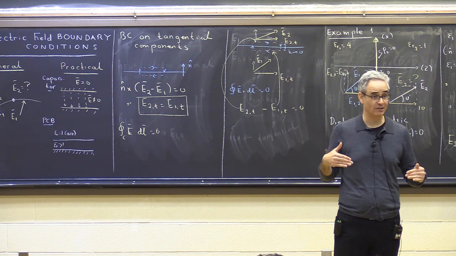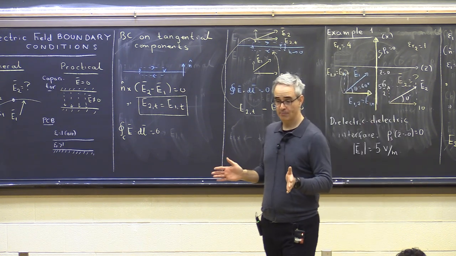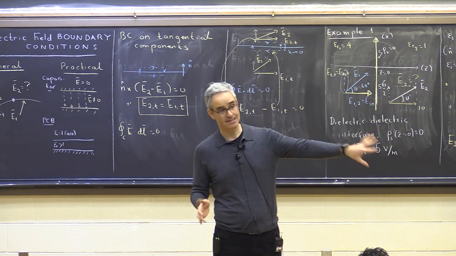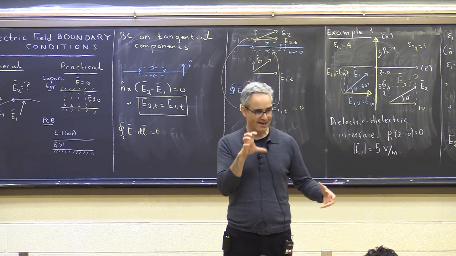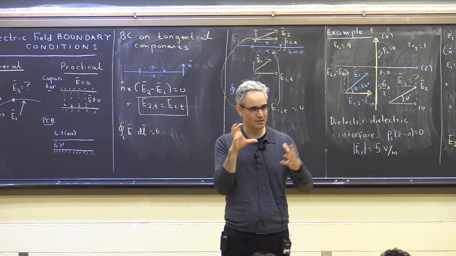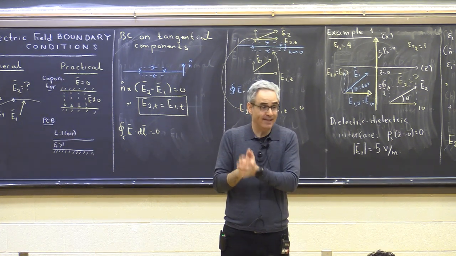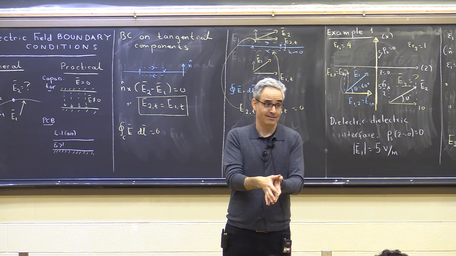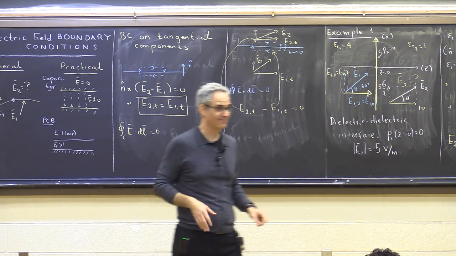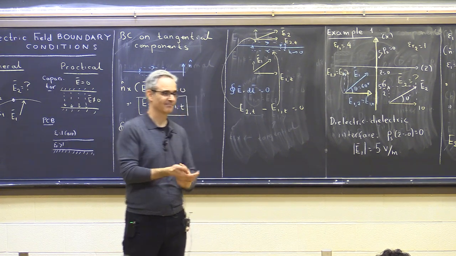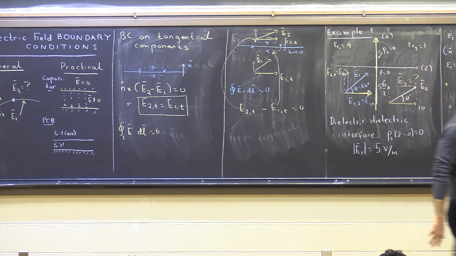So the flux is continuous. Remember that total flux is caused by free charges. In this case, there are no free charges, only polarization charges. And these polarization charge densities, remember those dipoles that are forming under the influence of an external field, depend on the material. So then the electric field actually has to change, because it is due to both. So the total flux remains continuous.